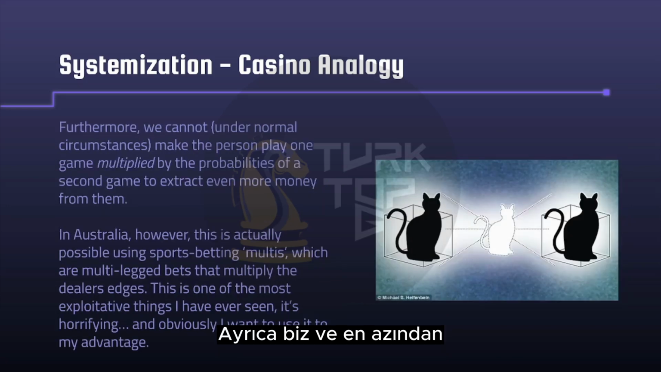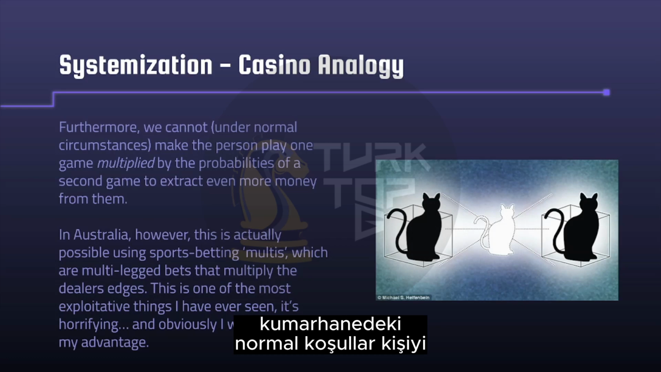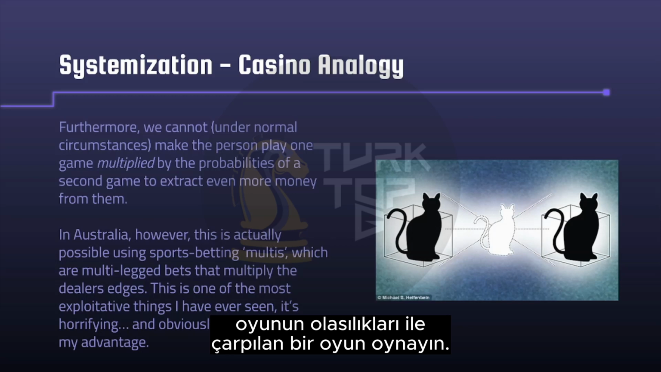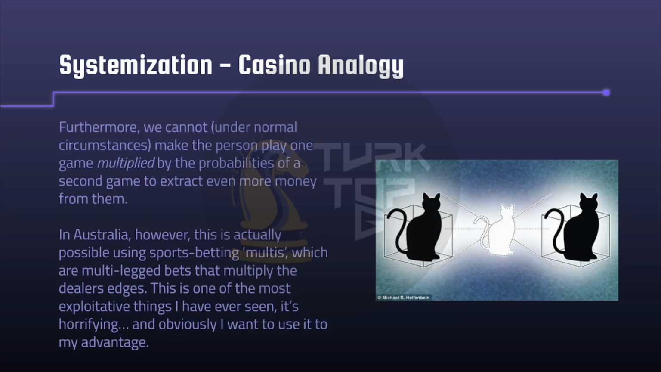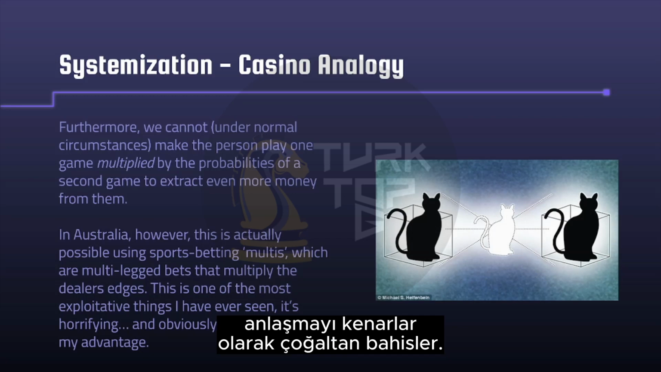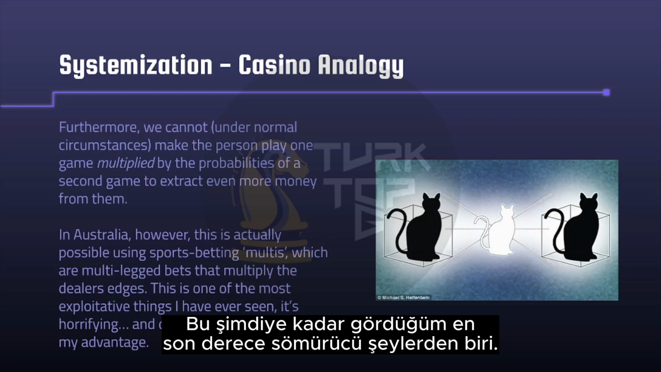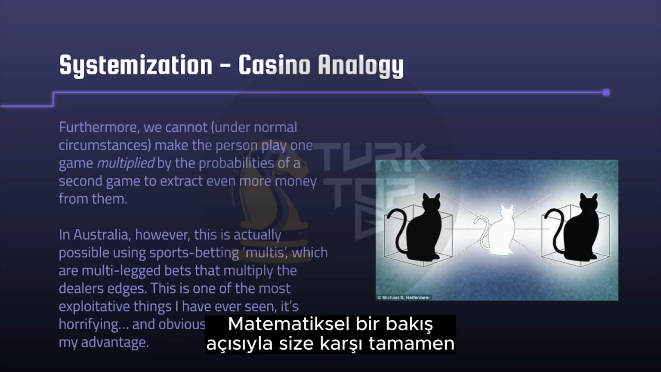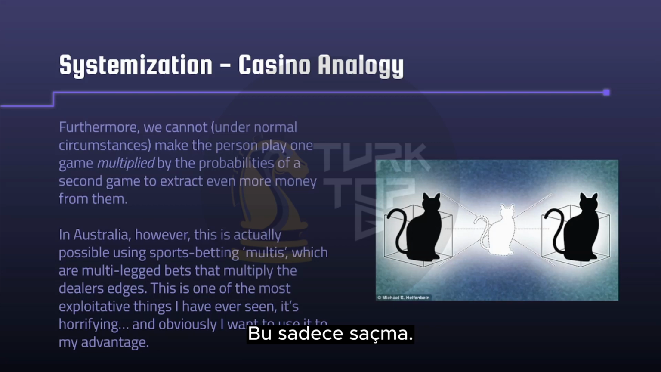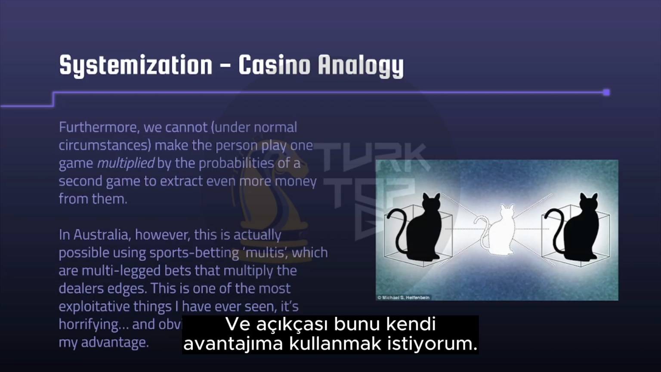Furthermore, we cannot, under normal circumstances in a casino at least, make the person play one game multiplied by the probabilities of a second game to extract even more money from them. I don't know about other countries, but in Australia, however, this is actually possible using sports betting multis, which are multi-legged bets that multiply the dealer's edges together. This is one of the most extremely exploitative things I've ever seen. It's horrifying. I can't even believe that it's legal, to be completely honest with you. From a mathematical perspective, it's just preposterous. And obviously, I want to use that to my advantage.